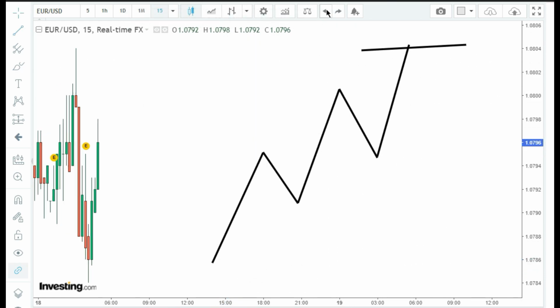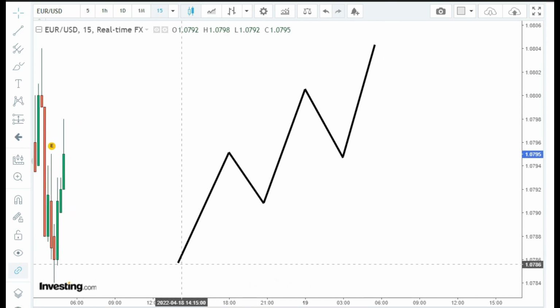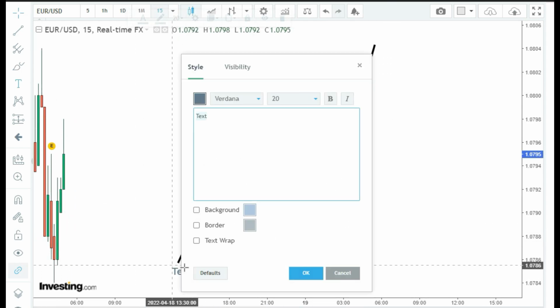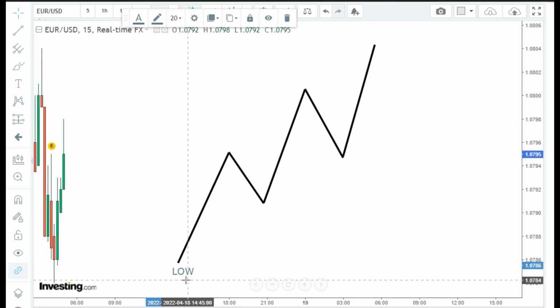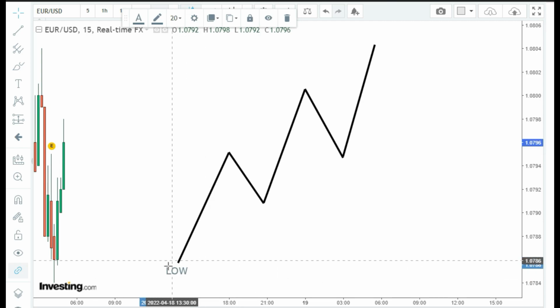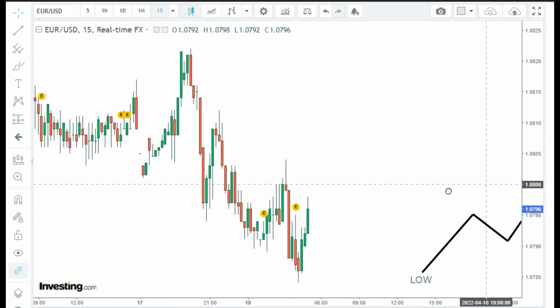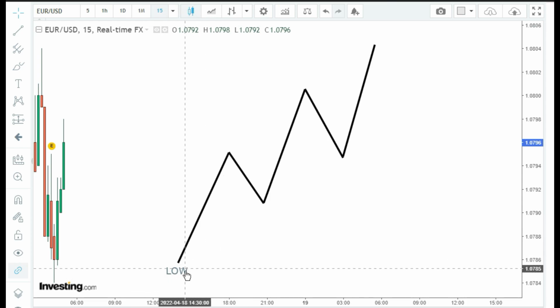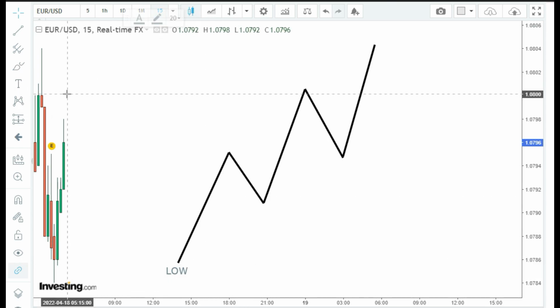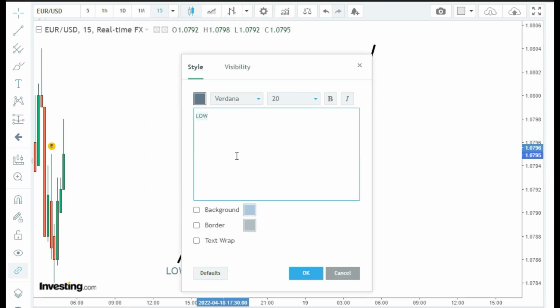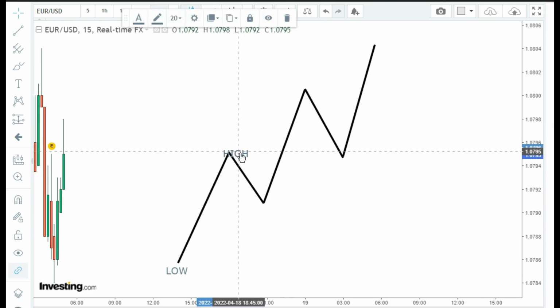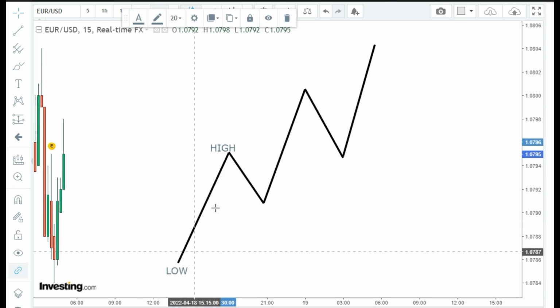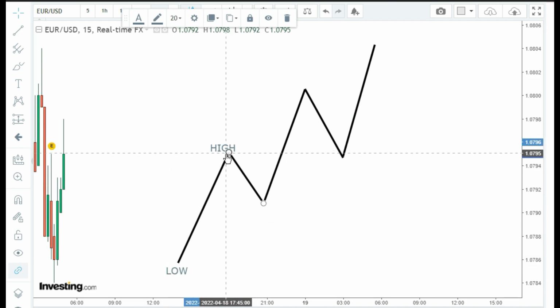Okay, so now let me remove this. Right now we'll write the names because that is required here. So this is the low. You can see this is the lowest point because we started from here. As the market started, it further moved up and created a high. So this is the lowest point, this is the high. The market is currently here.